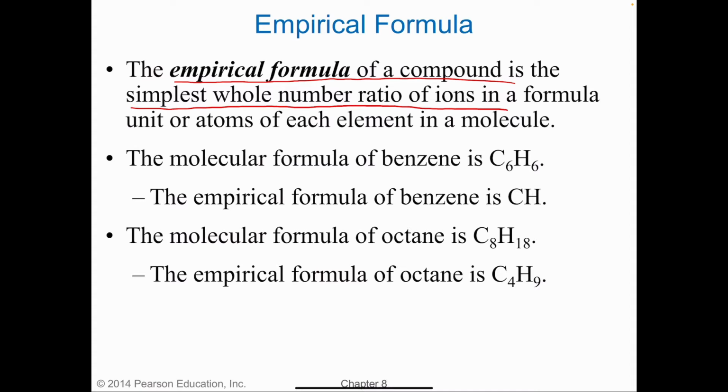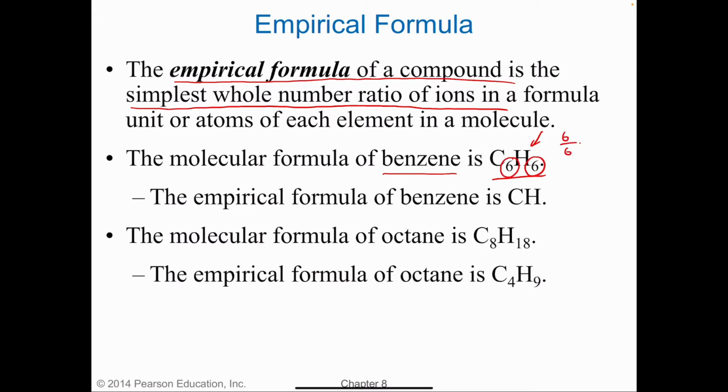a molecule. So for example, for this molecule called benzene, the formula is C6H6. This is the molecular formula. So it's composed of 6 carbon atoms and 6 hydrogen atoms. Now, this doesn't tell us anything about what it looks like or how it's bonded, but that is the molecular formula. Now, notice that both of these subscripts are divisible by 6.